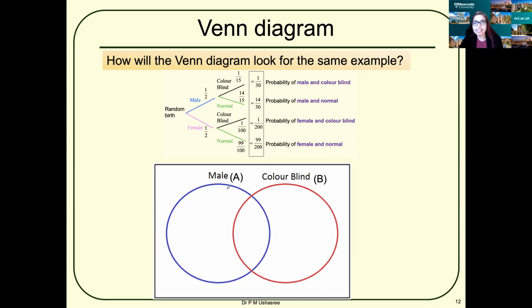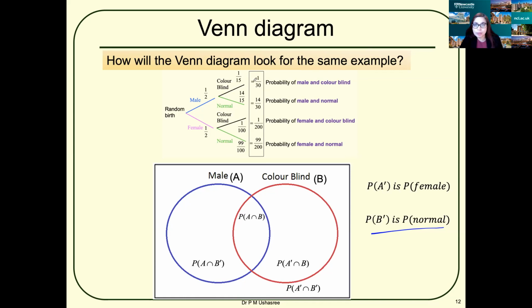Good. What I've done here is I've chosen male as A and colorblind as B. And we know that if we choose male as A, that means A prime should be female. And if we choose B as colorblind, B prime should be the normal baby. This area is the probability of A intersection B. This area will be the probability of A intersection B prime. This area will be the probability of A prime intersection B. And this area will be the probability of A prime intersection B prime. Then you can fill in the corresponding probabilities.